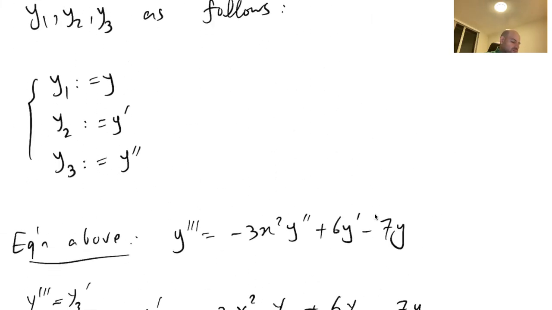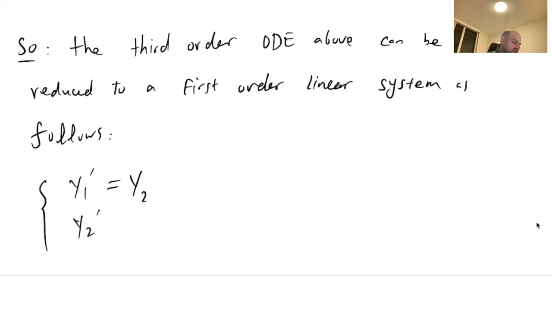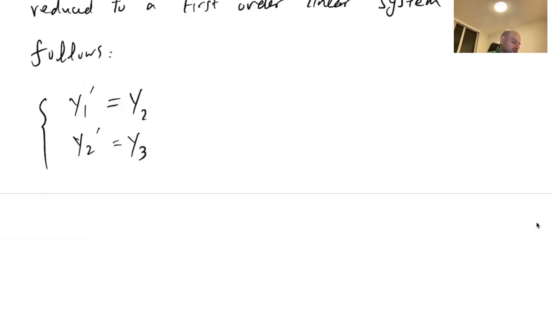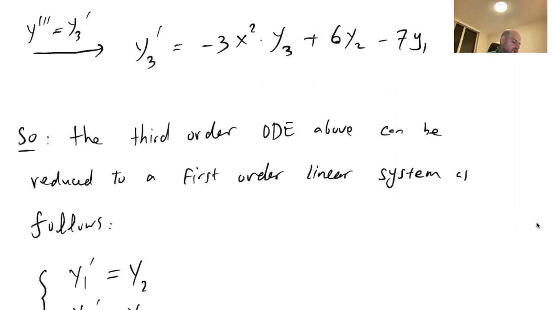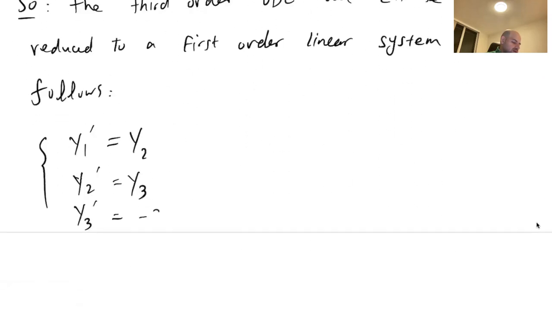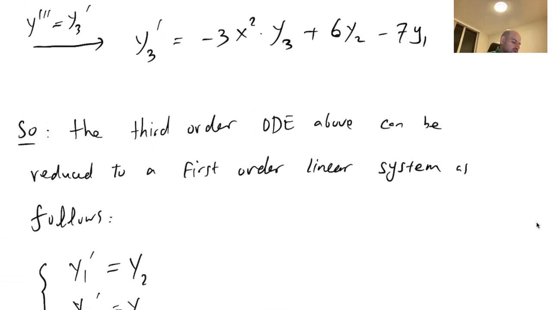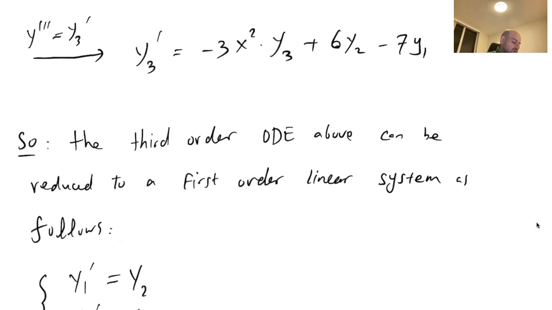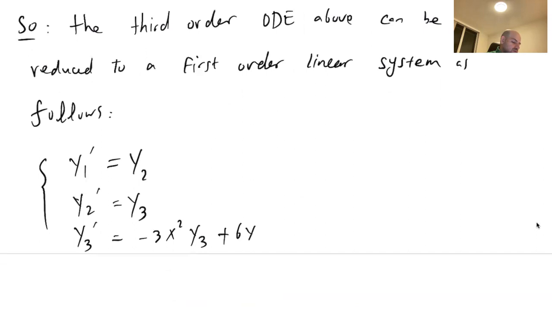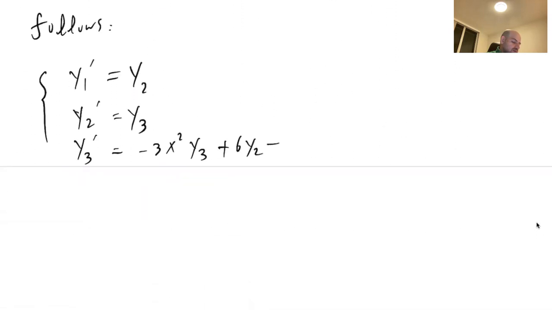y2 prime will be y double prime, which is same as y3. See, this is y2, so y2 prime will be y double prime. And y double prime, look at here, y double prime is same as y3. So y2 prime equals y3. And what about y3 prime? Y3 prime, we just found it here: minus 3x squared y3 plus 6y2 minus 7y1.